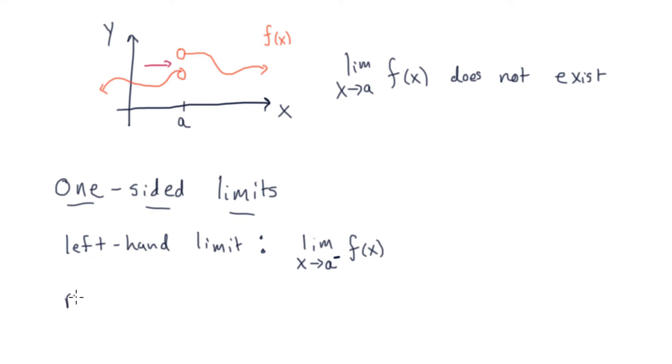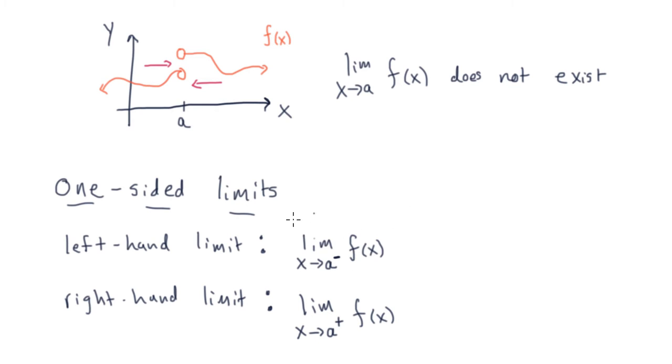And similarly, we can define the right-hand limit. The notation here is going to be similar, except instead of a minus sign in the superscript, I'm going to put a plus sign to signify that I'm looking at values of x to the right of a. And I'm looking at what happens to the function values as x approaches a from the right, or the right-hand side.